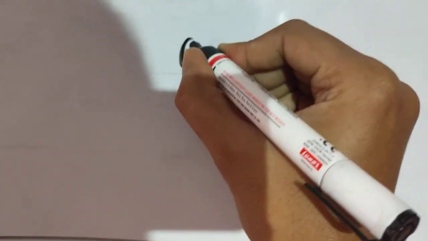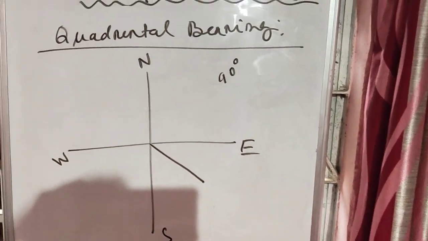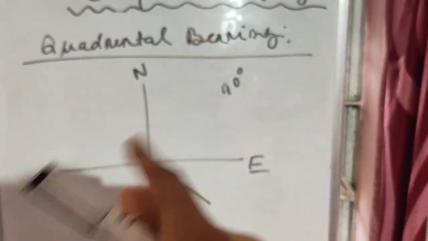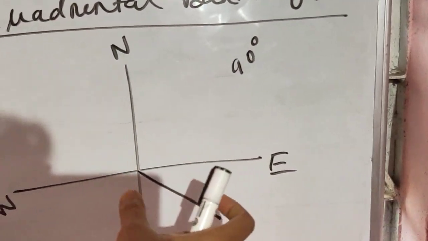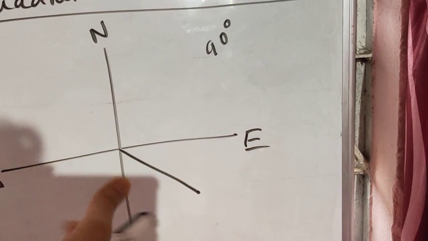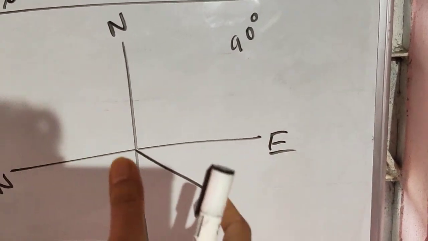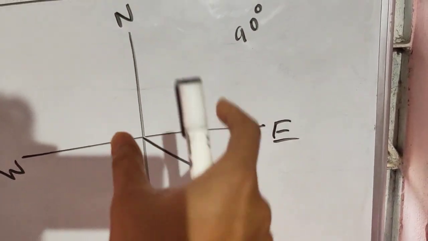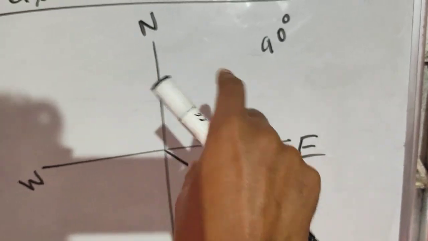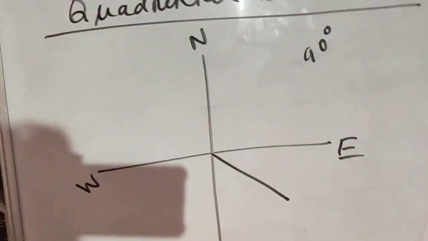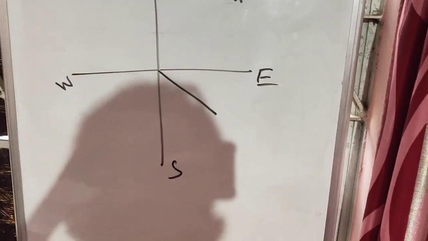So the maximum angle that can be measured with quadrantal bearing method is 90 degree. You can note it down, it's a very important point also. Maximum angle you can measure with quadrantal bearing is 90 degree because we are not going to cross from one quadrant to the other quadrant. We are only going to measure the direction of any line in one quadrant only. We are not going to cross or jump over the different quadrants.